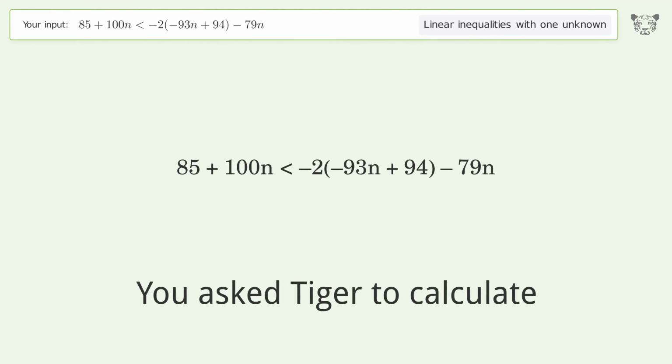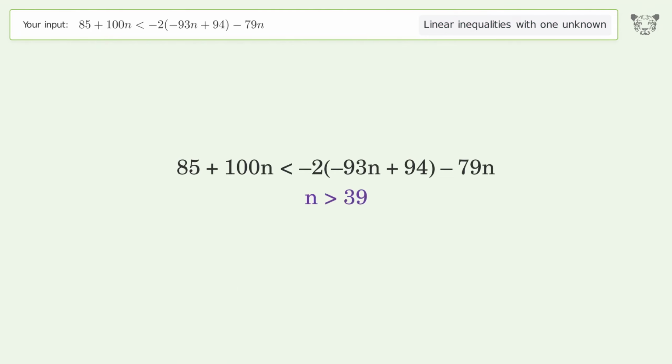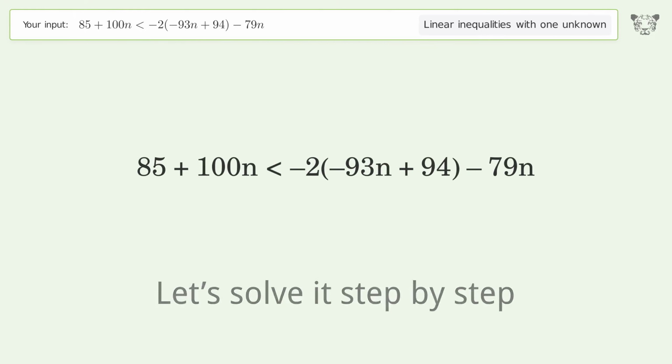You ask Tiger to calculate. This deals with linear inequalities with one unknown. The final result is n greater than 39. Let's solve it step by step.